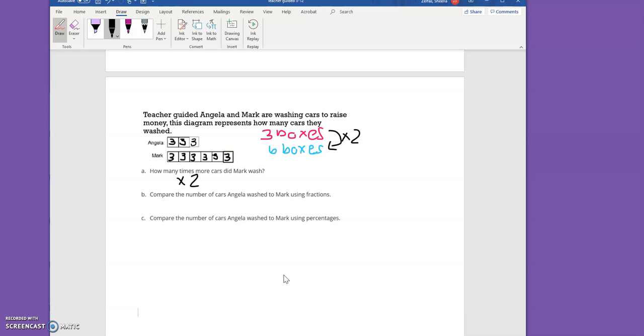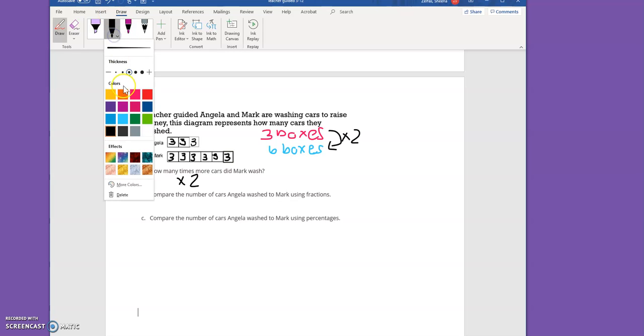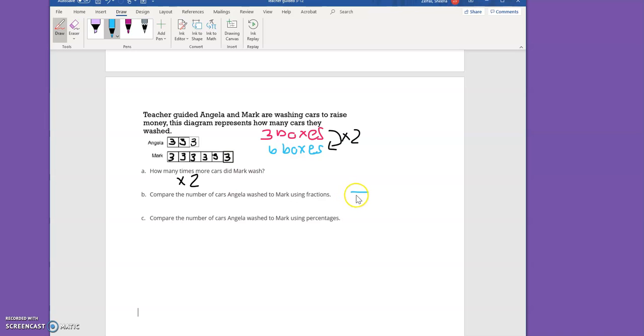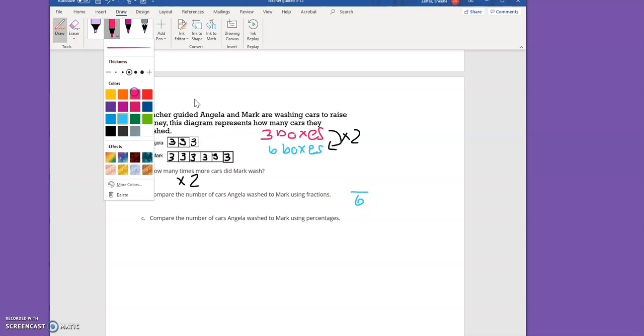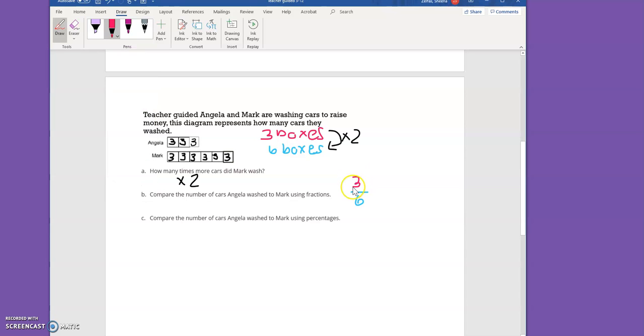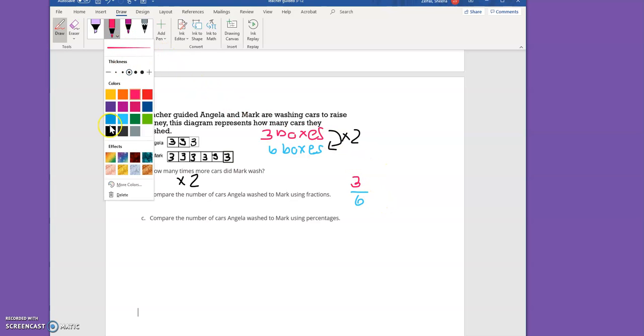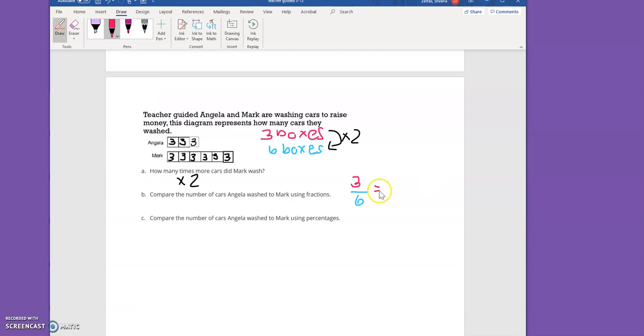Comparing them as a fraction, I'm just going to write the number of boxes each person has. So Mark will be my denominator at the bottom. He has 6, and Angela has 3. So we're comparing 3 to 6. And we want to simplify this. If I simplify 3 over 6, that becomes 1/2.